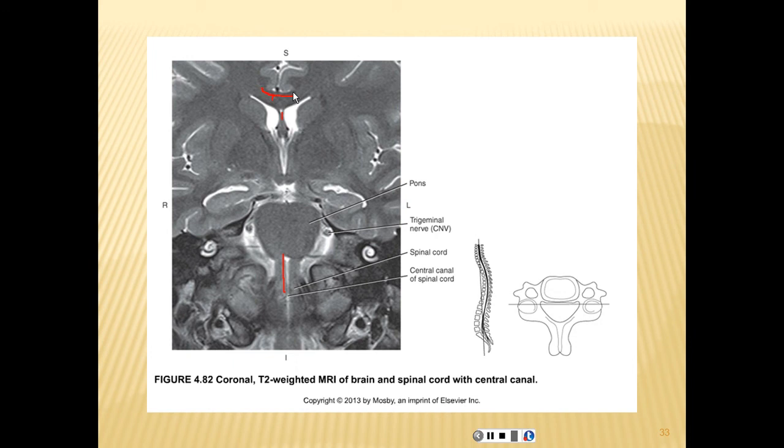Up here you have the corpus callosum, which is a band of white tissue that connects. You can see that you have a gyrus right there, and you have a sulcus right there. So this is one hemisphere, this is another hemisphere, and they're connected by the corpus callosum.